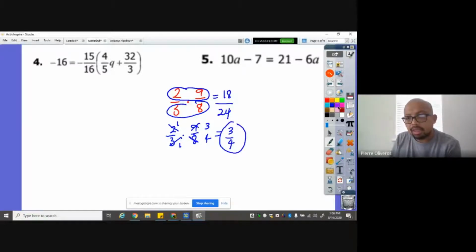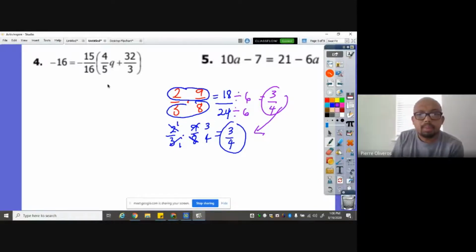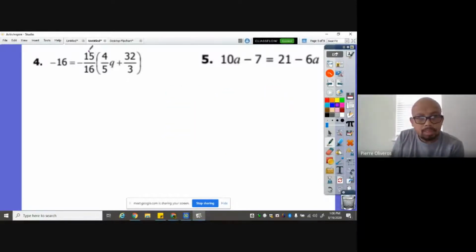Why is it different here? Because you can still reduce it to the lowest term. These two here are both divisible by 6. 18 divided by 6 is 3. 24 divided by 6 is 4. So that's why the answer is still 3/4. So you should still get the same answer no matter what, whichever is easier for you. So let's distribute this one here.